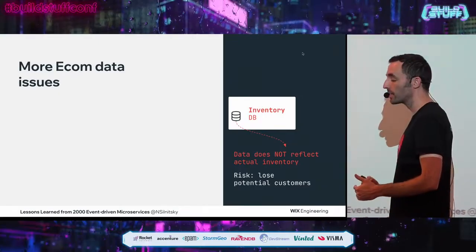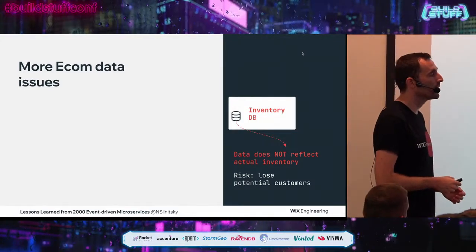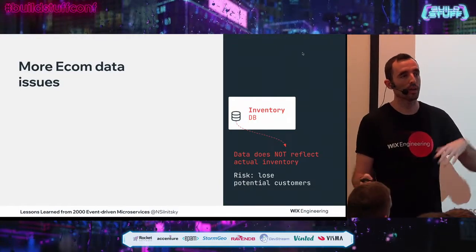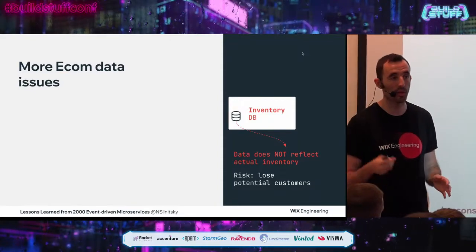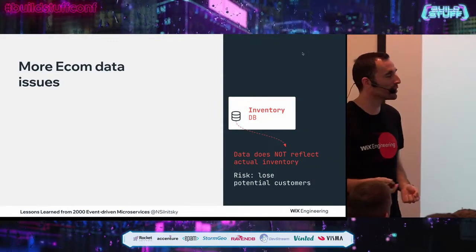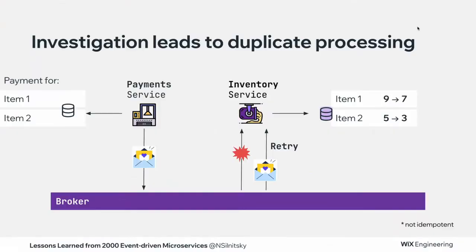Now, adoption keeps increasing and new issues surface. So in this case, the inventory database, the data there does not reflect the actual inventory. We have our actual physical inventory, but in our system, the inventory is actually less than what we have. So we lose potential customers, and it's really unfortunate, especially as Black Friday is coming up soon, to lose a lot of customers. We don't want that. So after investigating, we understood that the issue happened because of duplicate processing by the inventory service.